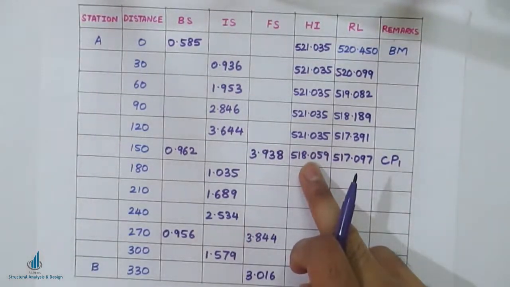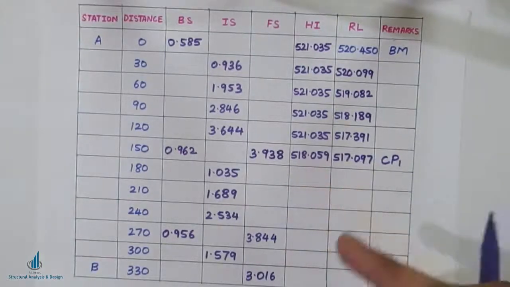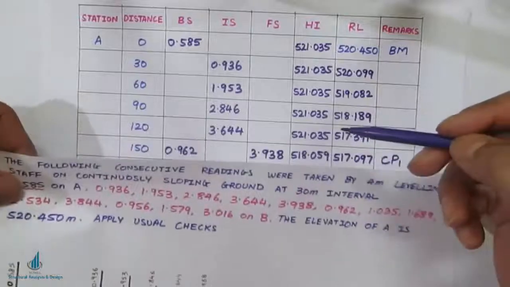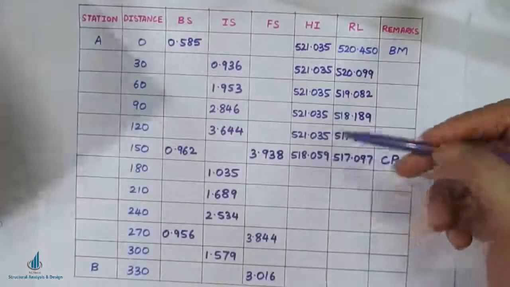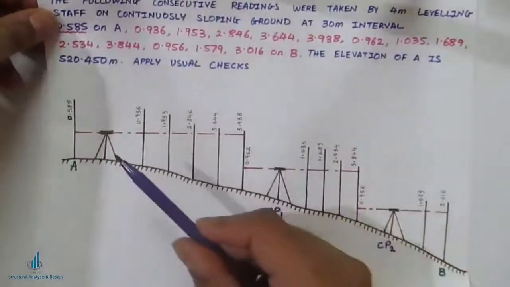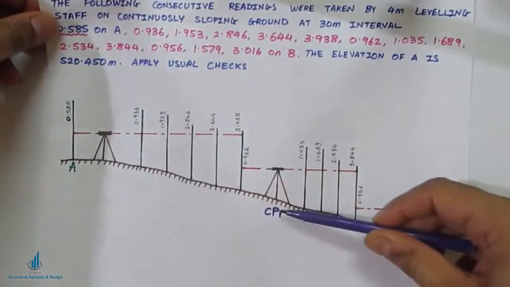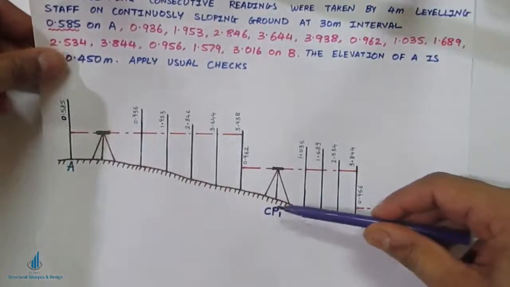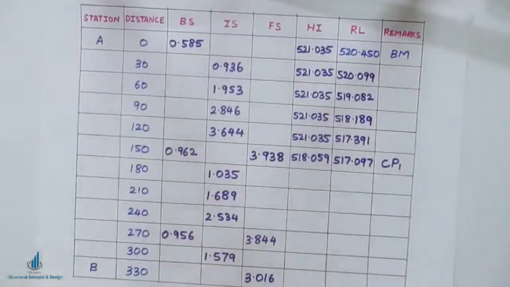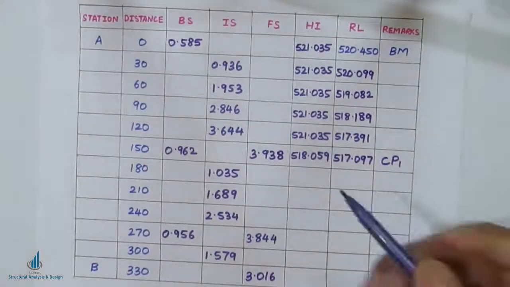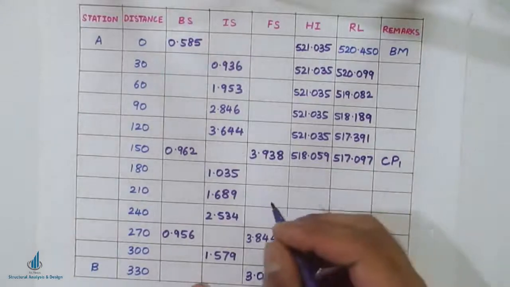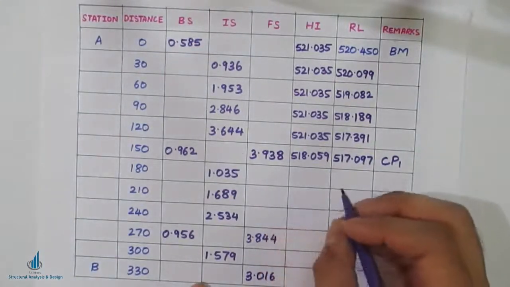Okay, you can see here, just compare this figure. The height of instrument at point A was 521 and at CP1 is 518, right? So this is at higher position, this is at lower position. So you can see the difference, right? So this is at lower level. So the height of instrument is 518.059. Then again proceed with this same calculation. 518.059 minus 1.035, you will be getting 517.024.